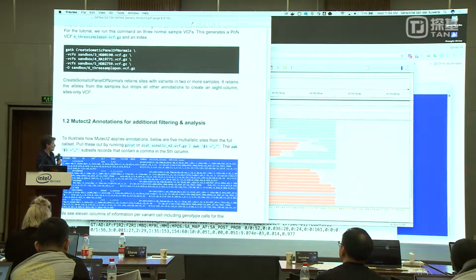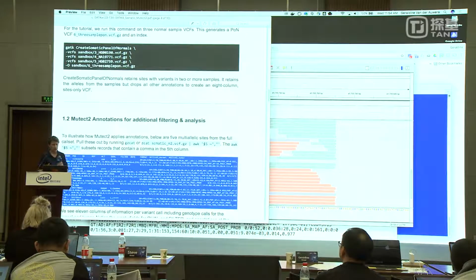Okay, so now that I've talked in some detail about the basic commands for running Mutect, we're going to look at the other big part, which is how you filter the outputs of Mutect. And I'm going to take a little bit of water again.